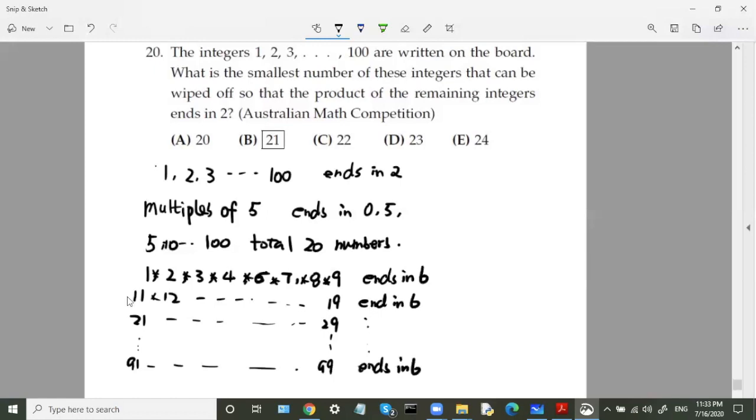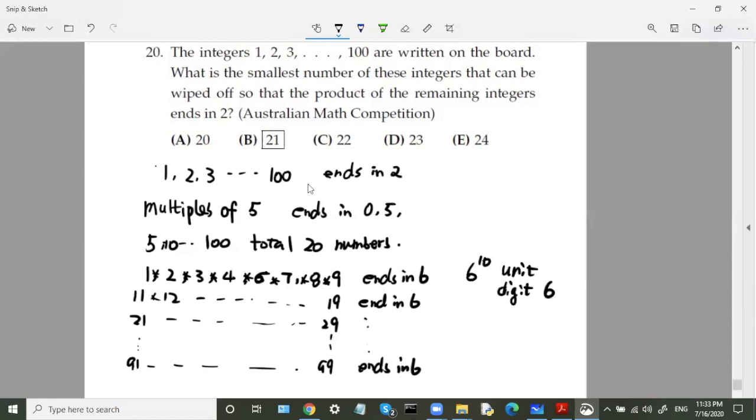So if we multiply by these numbers, the unit digit would be 6. If you have a power of 6, you always have the unit digit 6.